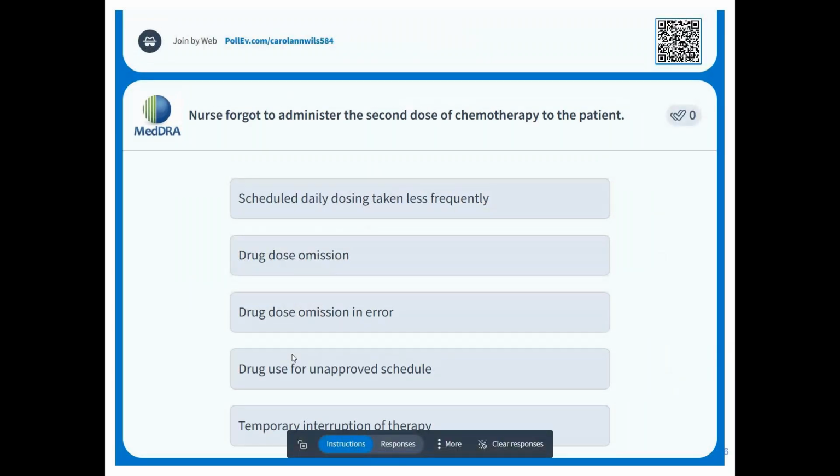Now, how would you approach this report? Which LLT would you select? Nurse forgot to administer the second dose of chemotherapy to the patient. Scheduled daily dosing taken less frequently, drug dose omission in error, drug use for unapproved schedule, temporary interruption of therapy. What would you do?